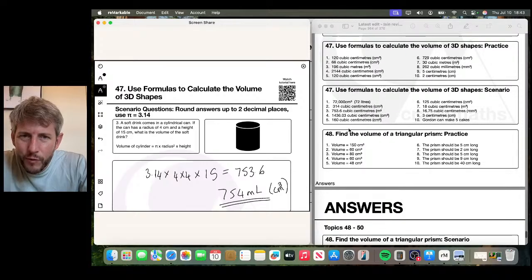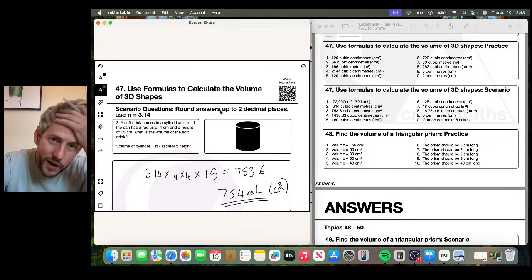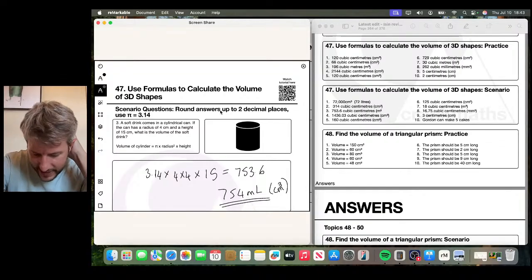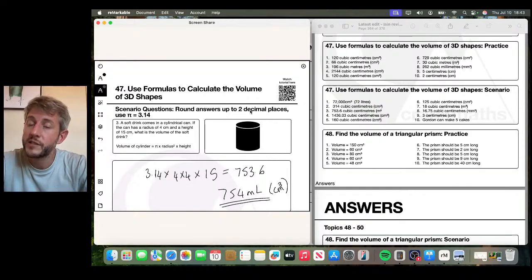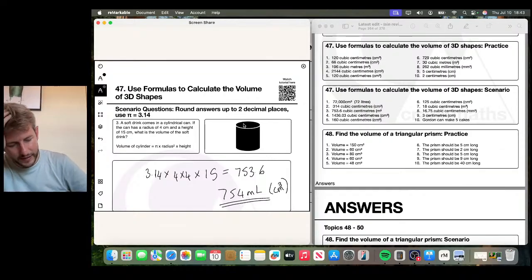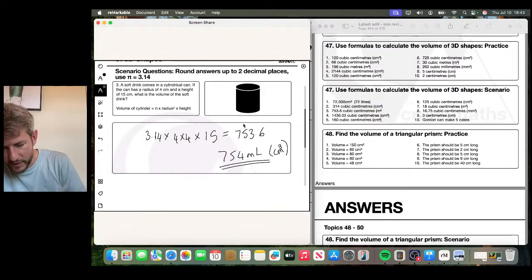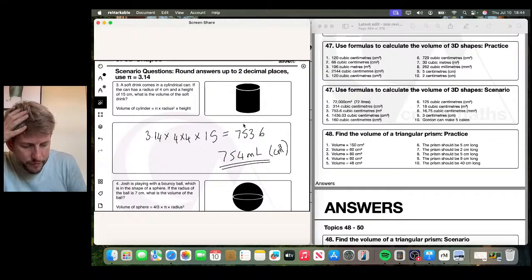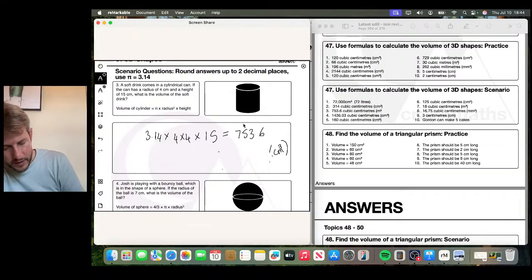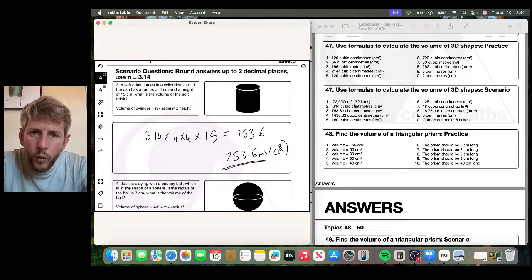We haven't obeyed our own rules of rounding. Oh no, this one suddenly says round answers to 2 decimal places. I should have checked up here. I haven't been doing that. I've just been going to the nearest whole number. So one second, let me delete that. 753.6, so I can do that. 753.6 millilitres, or centimeters cubed. There is a bracket missing there anyway.